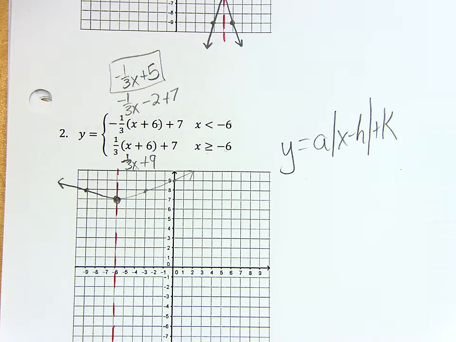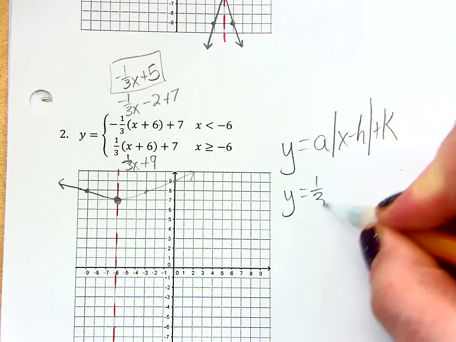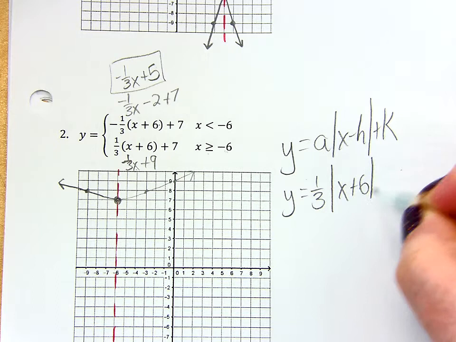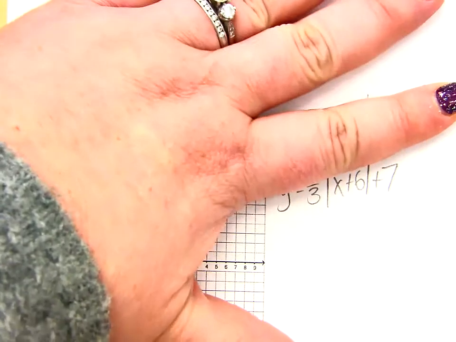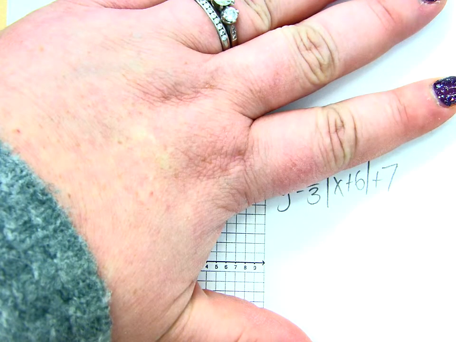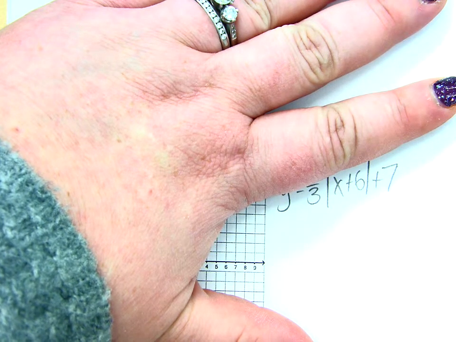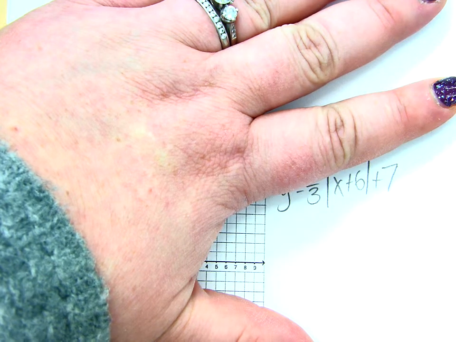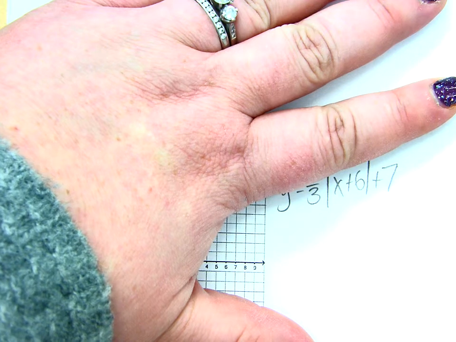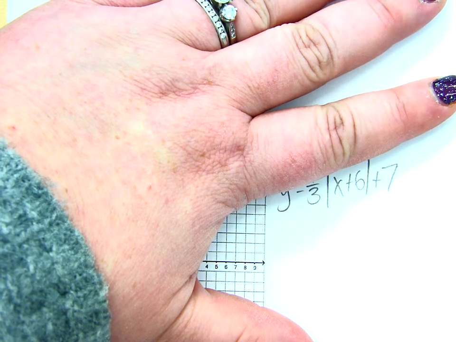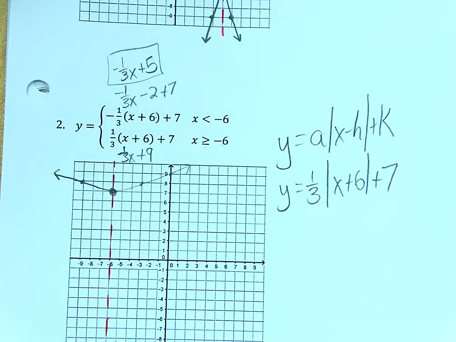Everybody think they've got it? Joe, go ahead. Y equals 1/3 absolute value x plus 6 plus 7. So, I'm going to pretend like I don't know any of these things. You tell me if this matches what I say. Does your absolute value graph have a vertex at negative 6, 7? Yeah. And does the right-hand branch have a slope of 1/3? Then his equation is correct.